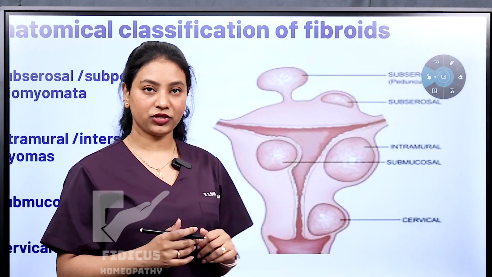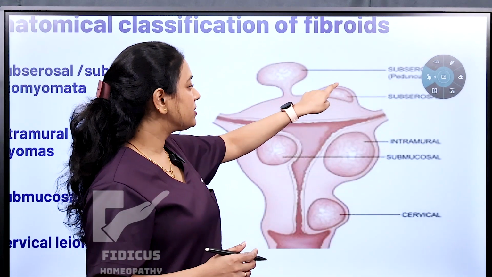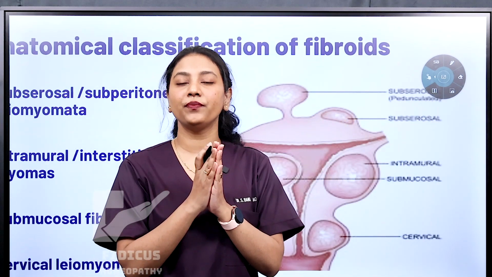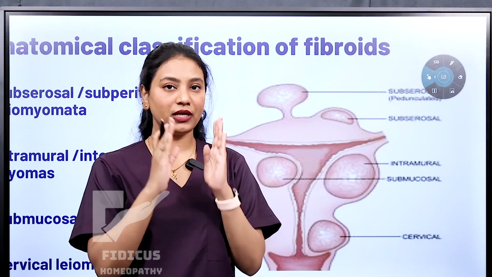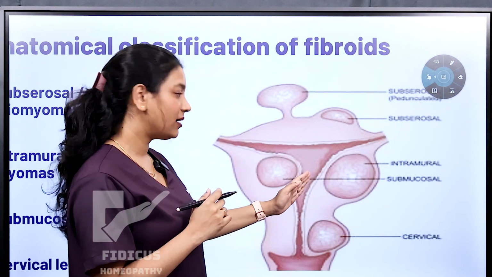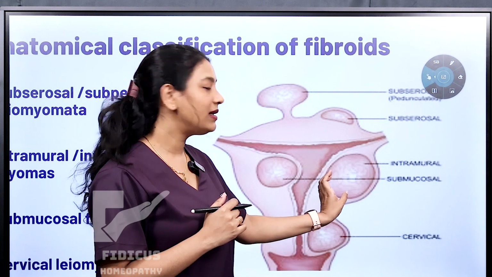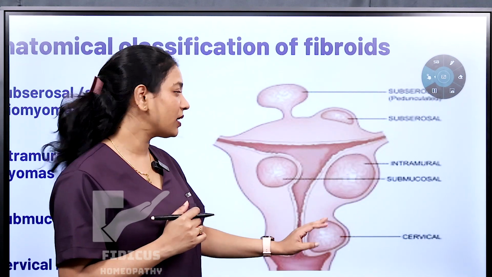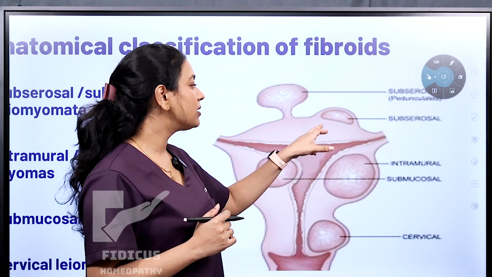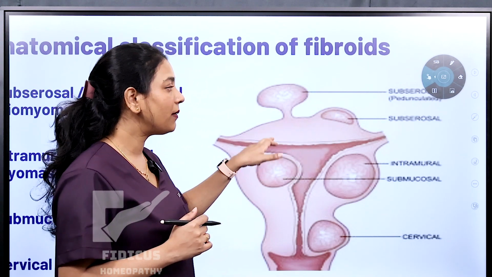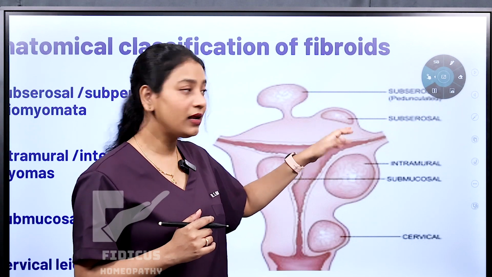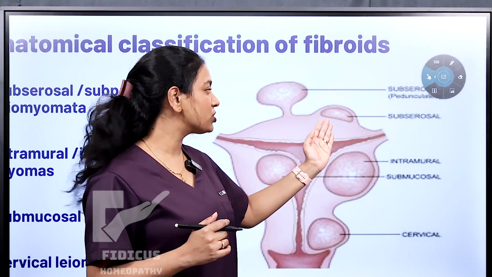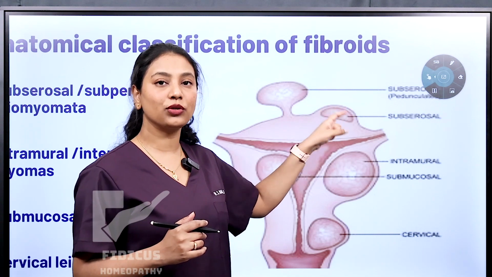As you can see in the picture, this is the subserosal type. So what is the subserosal type? As I already told you, the uterine cavity is lined by three layers. The innermost layer is called endometrium, the middle layer is called myometrium and the last layer is called perimetrium. The subserosal fibroid arises in the myometrium or the middle layer and it is pushed out into the perimetrium. Okay, it is pushed outside. This is called subserosal type.